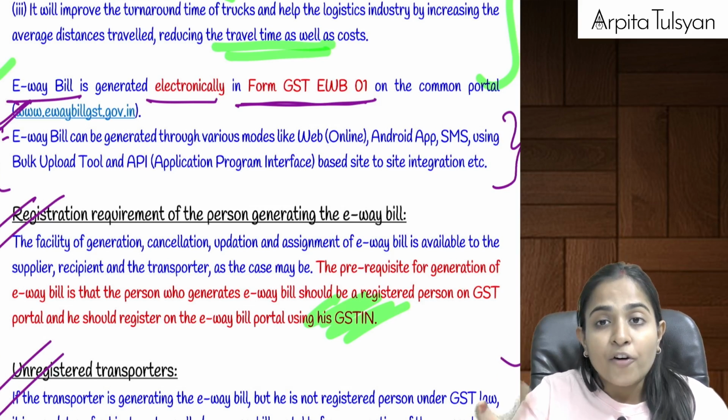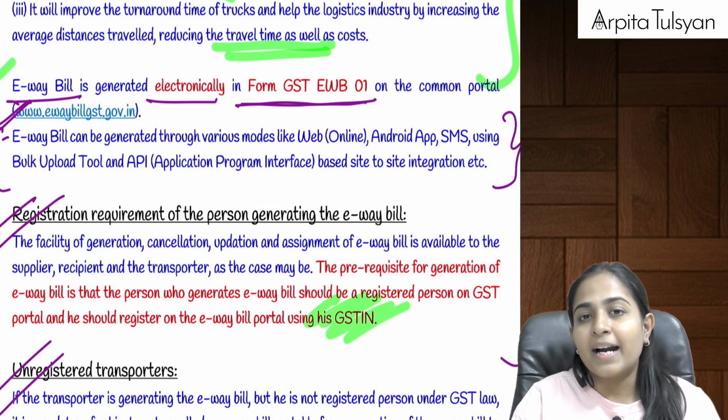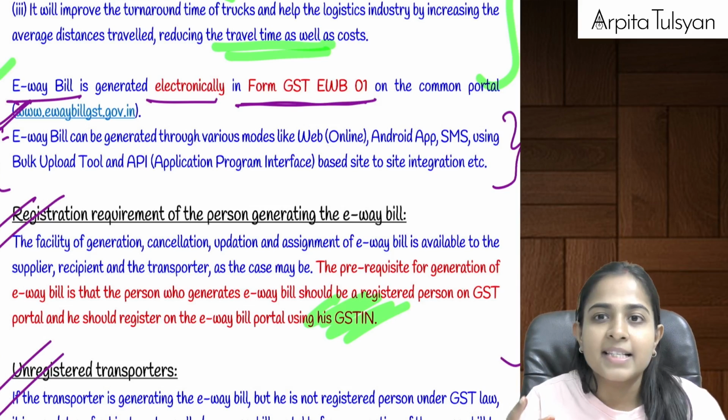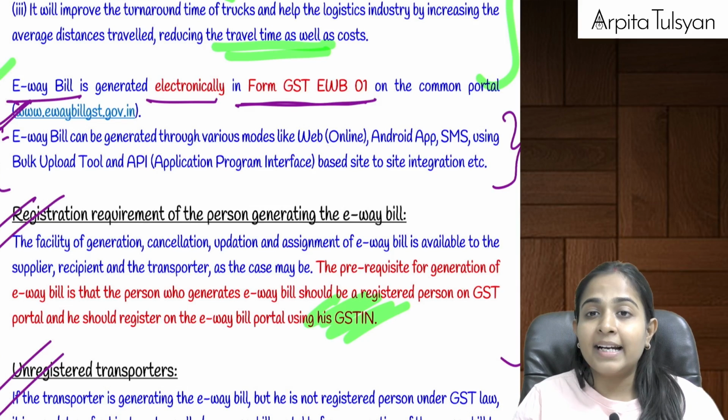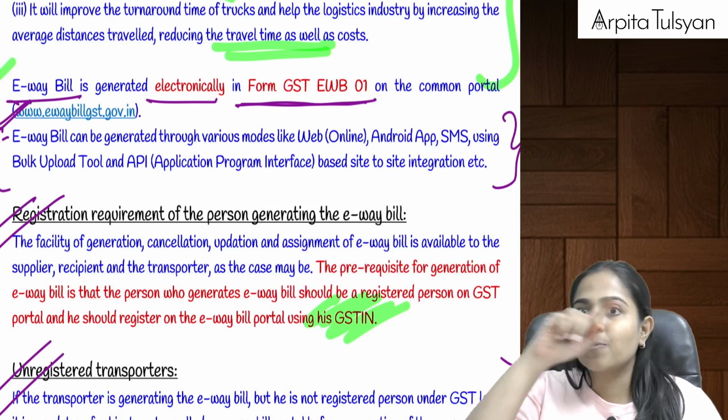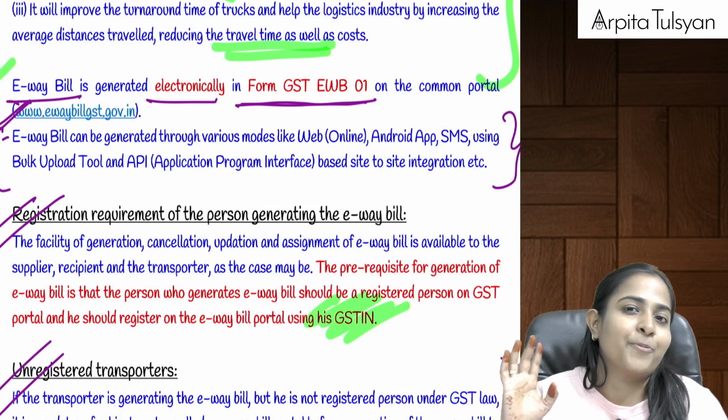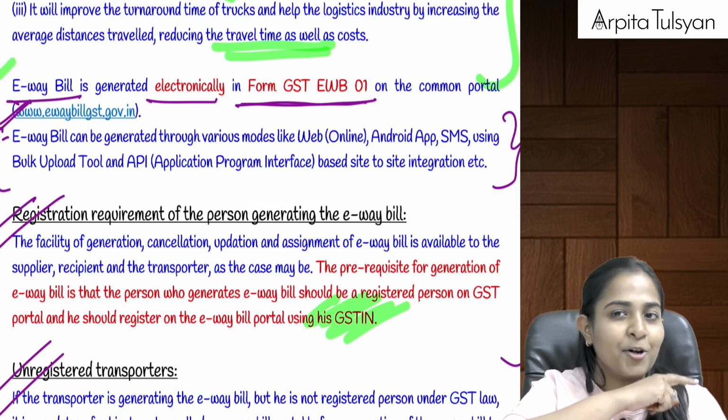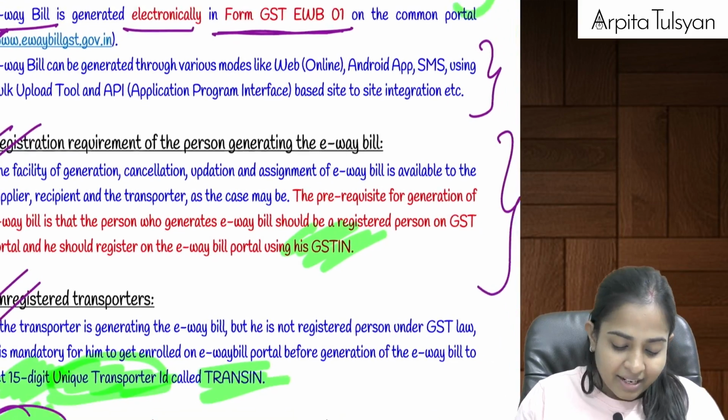If none of us are generating the e-way bill part A, neither the consignor nor the consignee, that does not mean that the e-way bill is not to be generated. Then the responsibility goes to the transporter. Then the transporter will fill part A also, and the transporter is going to fill part B also.